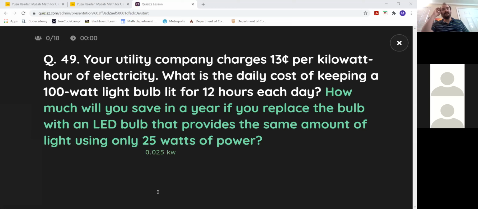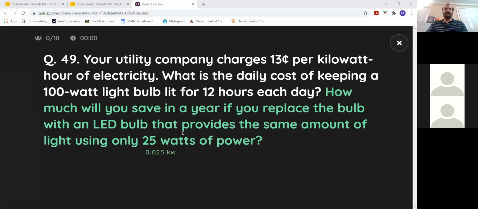0.025 kilowatts. So we multiplied what? Watts by hours by the rate is what we did last time. So do the same thing. Watts times the number of hours times the rate. That's going to get you the daily cost of the 25-watt bulb. Then you're going to have to find a way to make those annual costs.